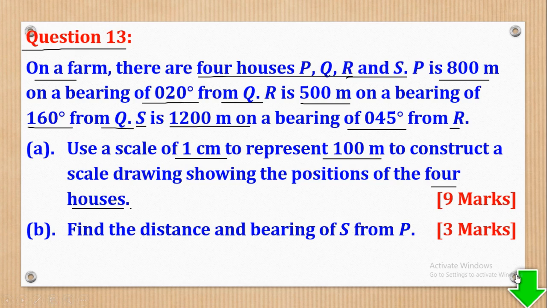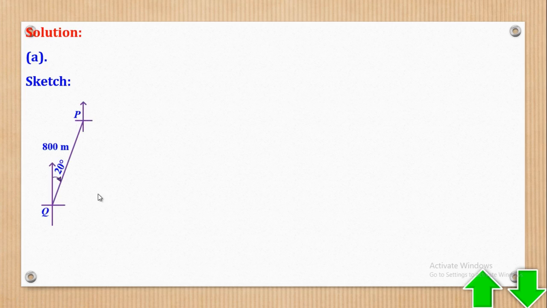So such a question requires you to first make a sketch. So let's first make a sketch. So we are told that P is on a bearing of 020 degrees from Q, so that is the bearing. Remember, bearing is measured from the north. So this is the 20 degrees at Q, then you stand at Q, you measure off 800 meters and you reach P.